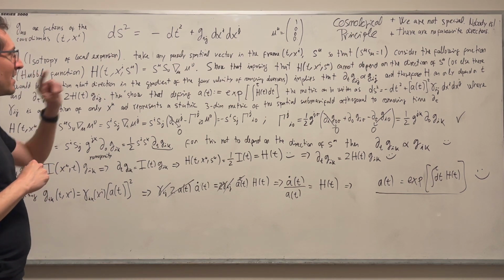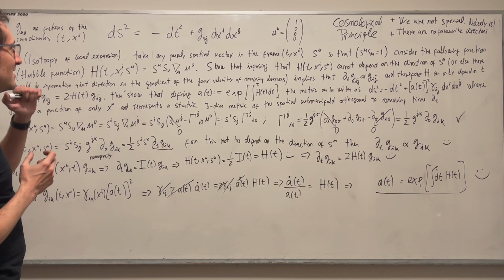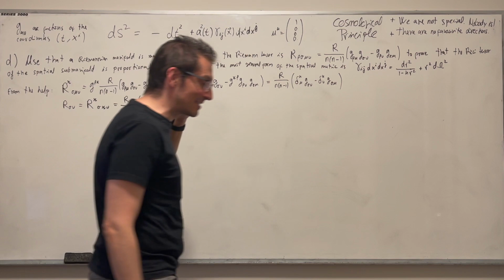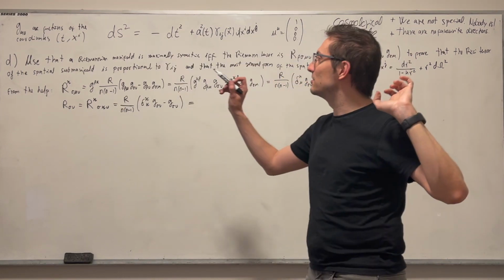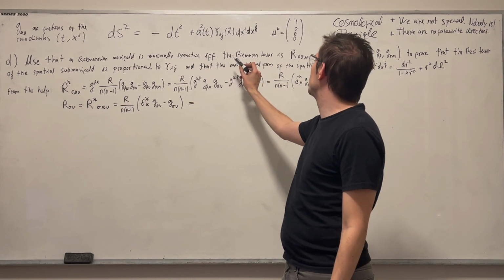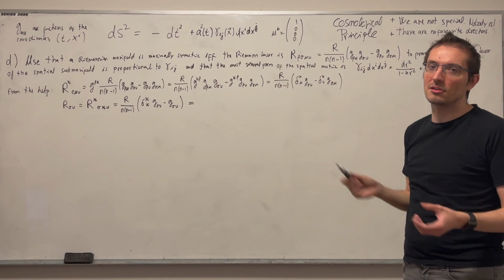Let's continue, let's gather what we know, and let's continue to the final part to finally determine as much as we can the spatial part of the metric. All right, we got to the final part of this exercise. So the question says the following. Use that a Riemann manifold is maximally symmetric if and only if the Riemann tensor is this function of the metric, where n is the dimension of the manifold.